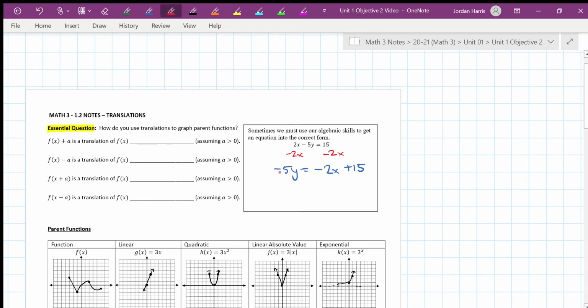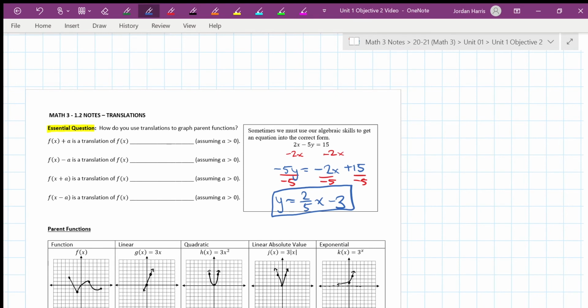And then I'm going to divide by negative 5. Remember, we divide everything by negative 5. So this side, negative 5 divided by negative 5 is positive 1. Negative divided by a negative makes a positive, so it's positive 2/5 x. And then 15 divided by negative 5 is negative 3. And so that is solved for y. That would be a line with 2/5 slope and a negative 3 shift.